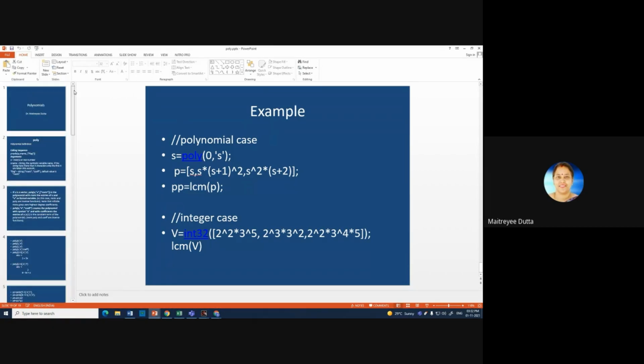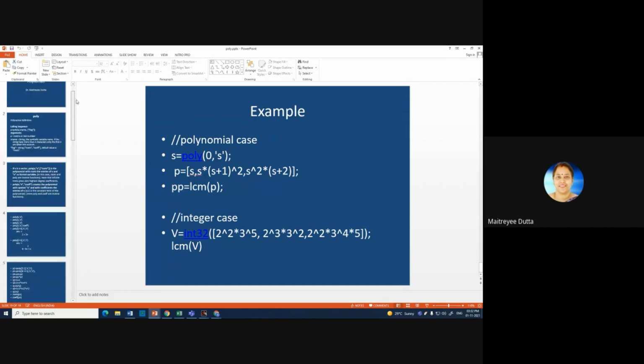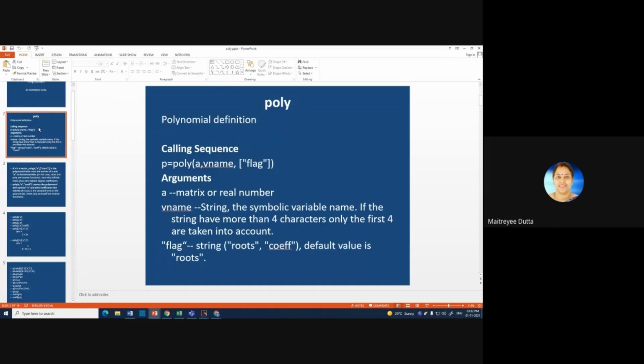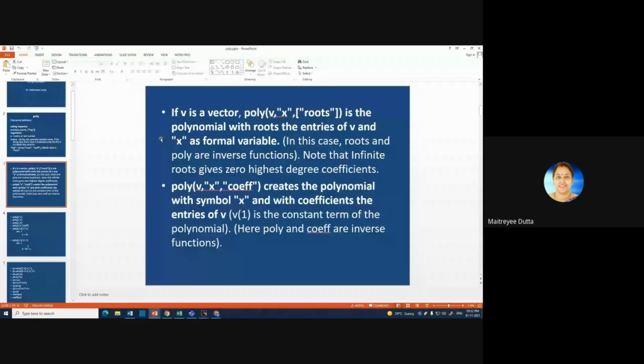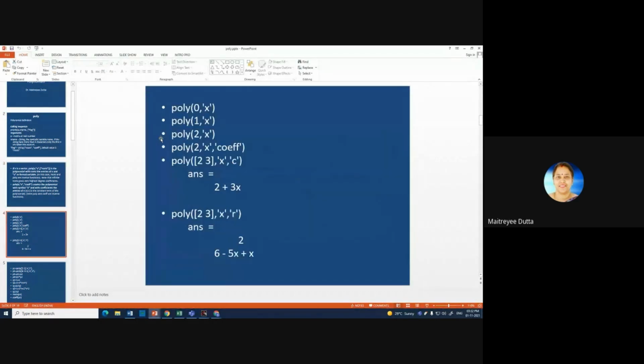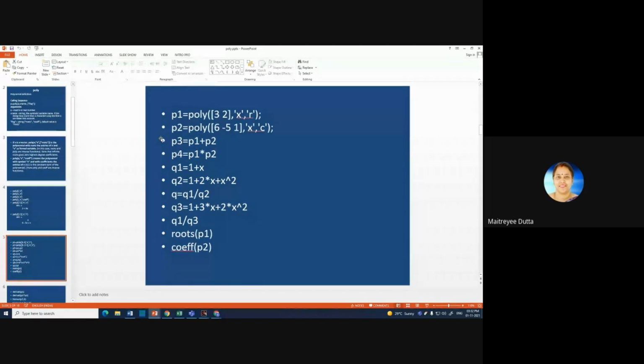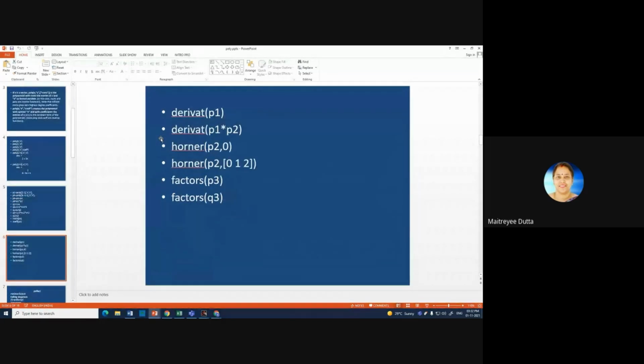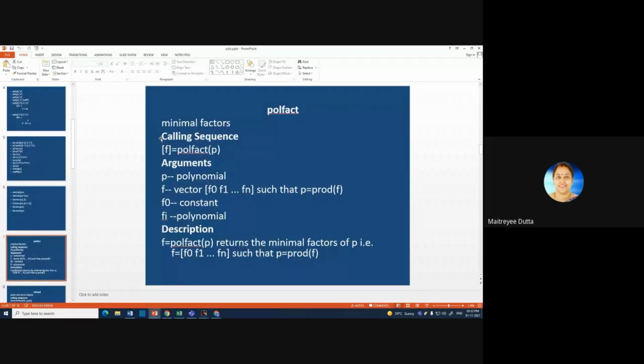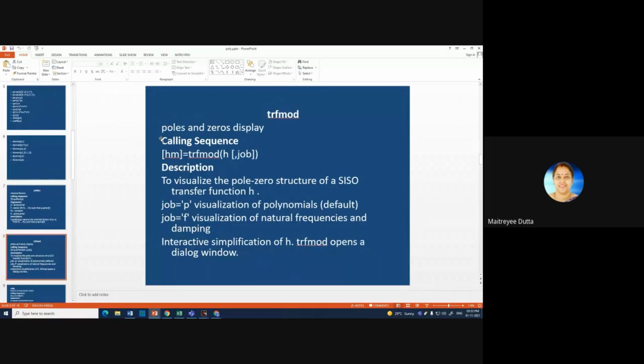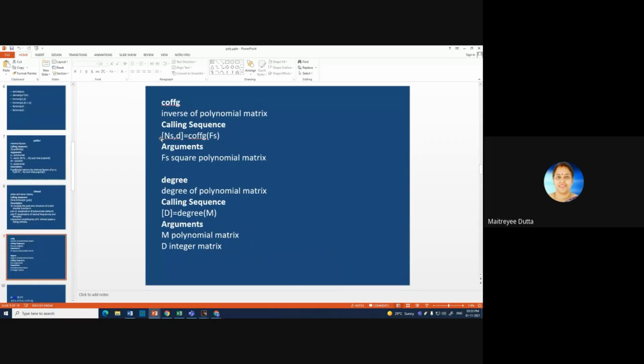Any doubt of this? Here we have taken the polynomial. We have learned how to find the equations, roots and coefficients. We have found the derivative, Horner, then factors. What is the difference between factors and Polfact? Then TRF mod, that is to find the poles and zeros of a transfer function. Then to find the inverse of a polynomial matrix.